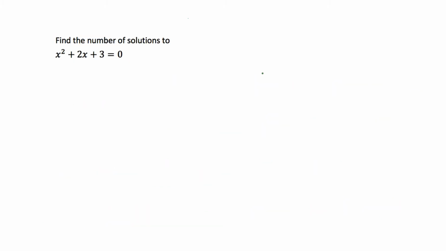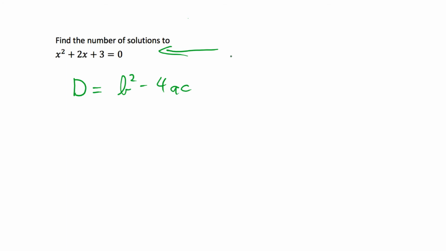So let's try this out with this example. We'd like to know the number of solutions to this quadratic equation. And to decide that, we know that we can look at the discriminant, the portion of the quadratic formula under the square root sign, to decide how many solutions there would be.